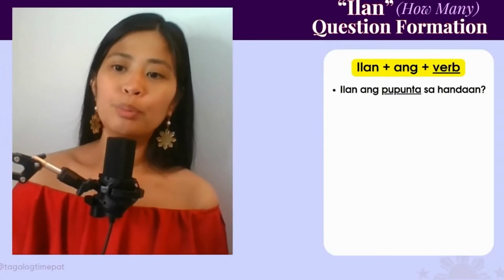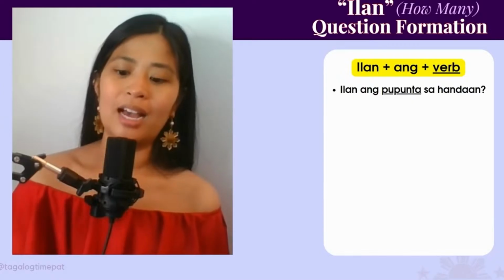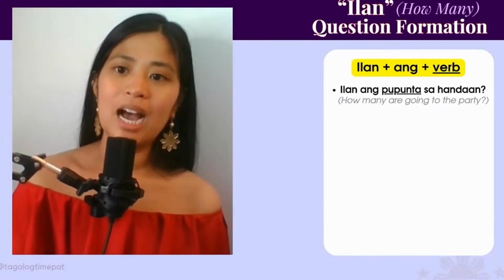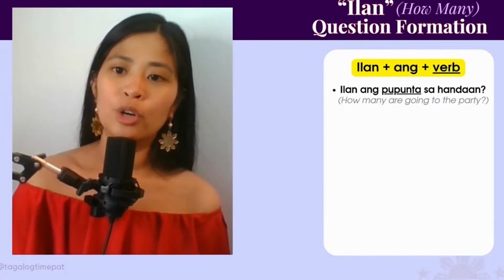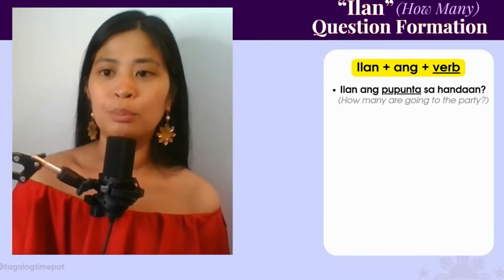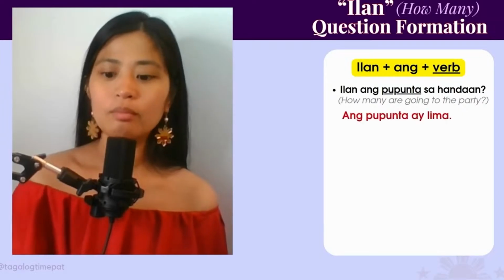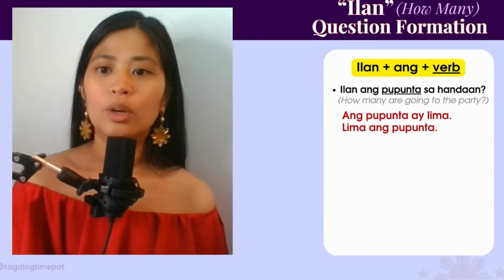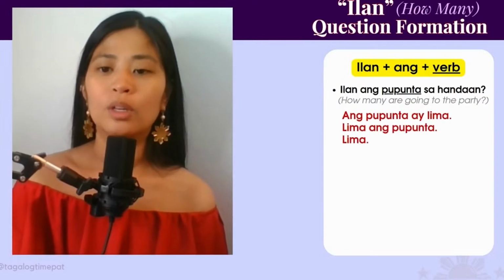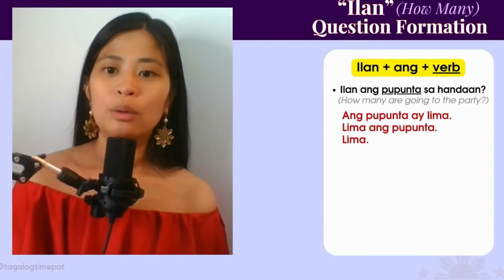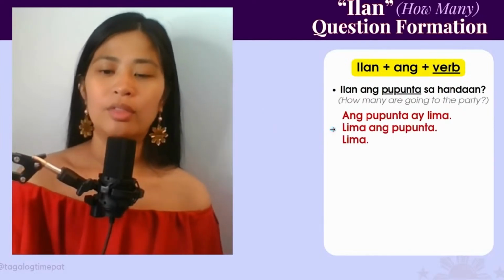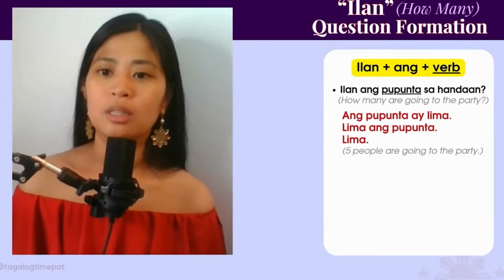All right, next, ilan ang plus a verb. Ilan ang pupunta sa handaan? How many are going to the party? Ilan ang pupunta? Pupunta is the verb meaning to go. So ilan ang pupunta sa party? The response is, ang pupunta ay 5 or 5 ang pupunta or 5. I would say the second one. 5 ang pupunta. 5 people are going to the party.